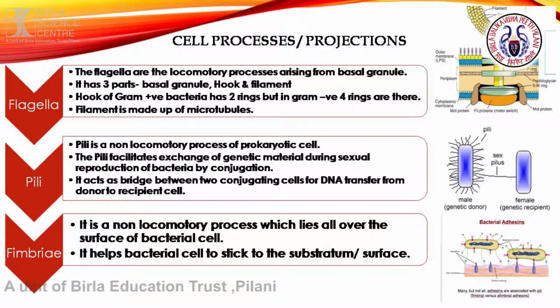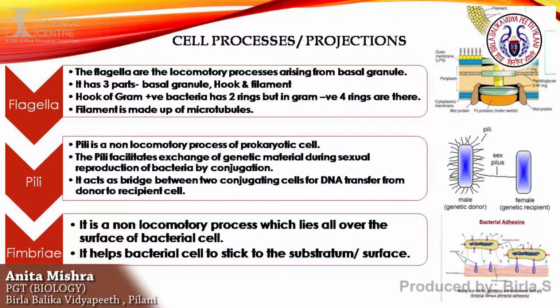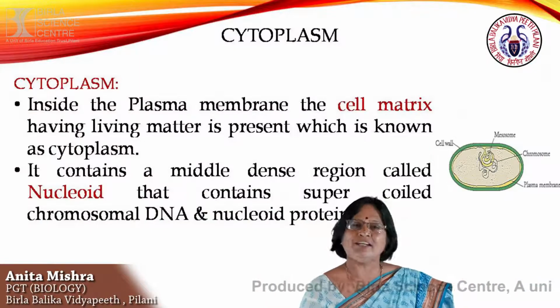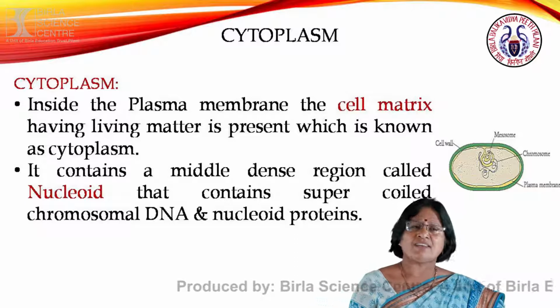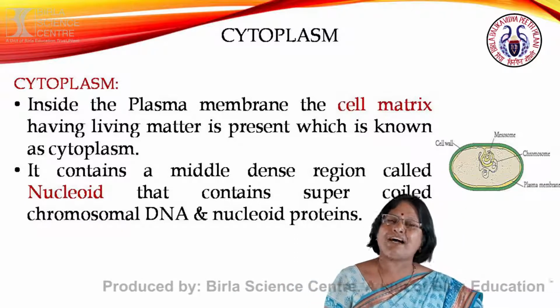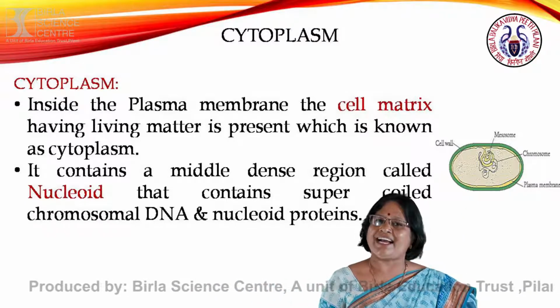Rather, it helps the bacteria to stick to a surface. If bacteria attaches to our skin, the fimbriae of the bacteria help it to stick to our skin. So these are the three cell processes which a bacteria has, and the three different functions you know now. Now what is cytoplasm?